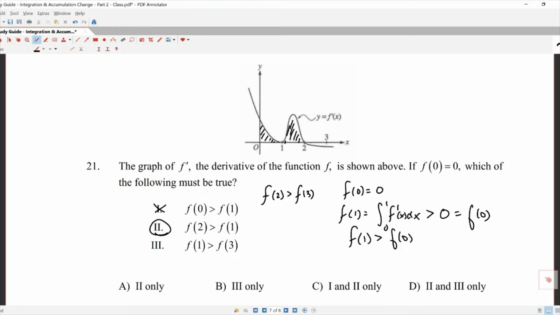Well, notice the amount of area we take away is less than the area that we added between 1 and 2. So again, we added more area after 1 than we take away after 2. So that means the area from 0 to 3 has to be greater than the area from 0 to 1. So in this case, 2 is the only answer. In the next video, we'll have the FRQ.